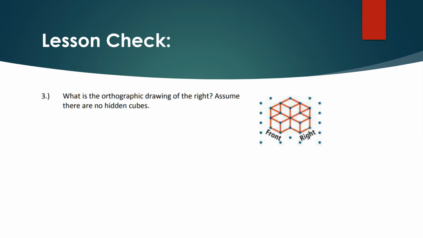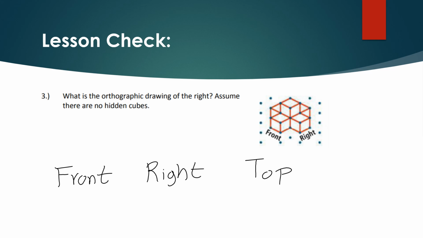Number 3, they're asking what is the orthographic drawing of the figure at the right? And they say assume that there are no hidden cubes. So again, this means that they want a front, right, and top view. And they're saying there's nothing hidden here. So for my front view, I've got a square, a square, and a square. So it looks like 3 squares next to each other with one on top in the middle. So it should look something like this.